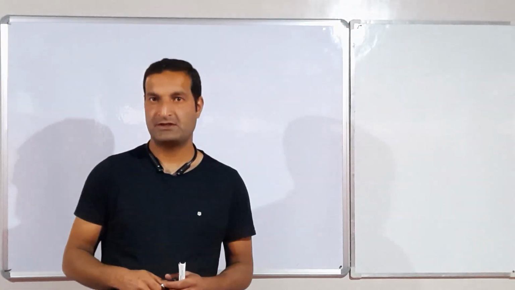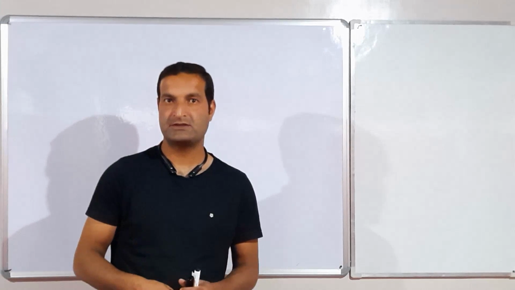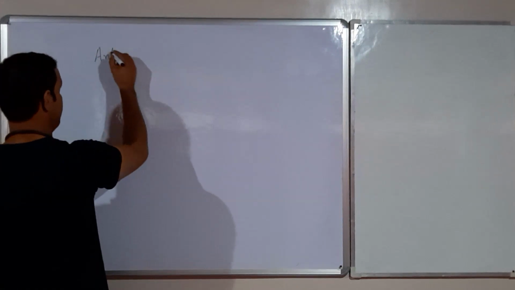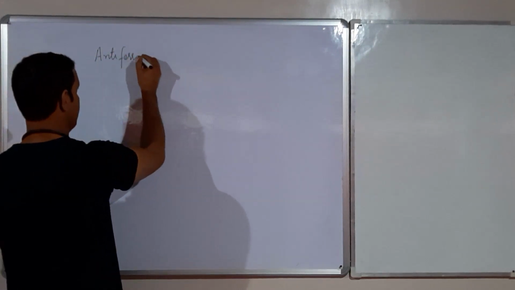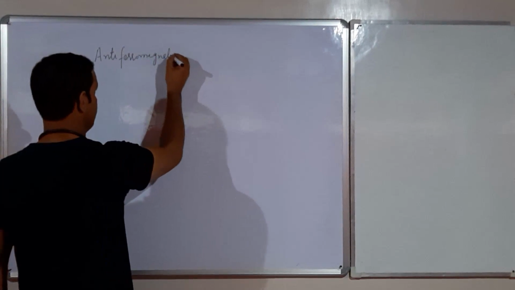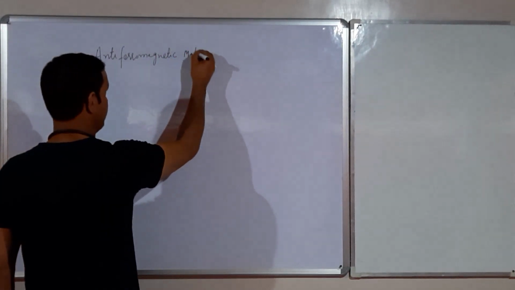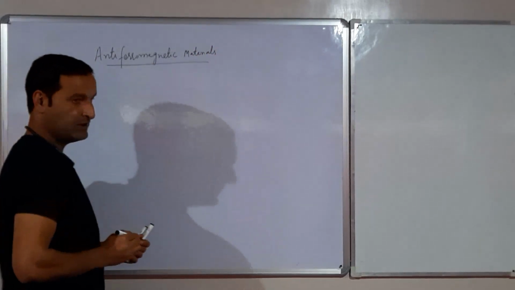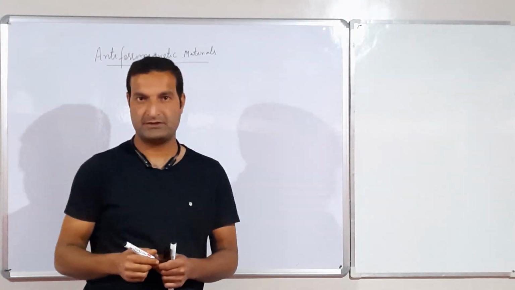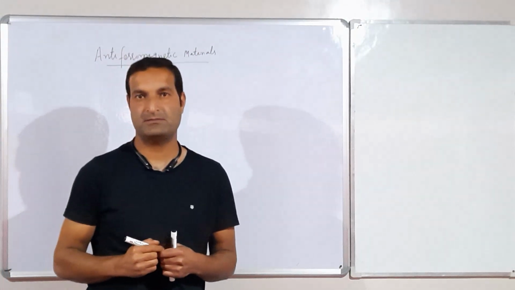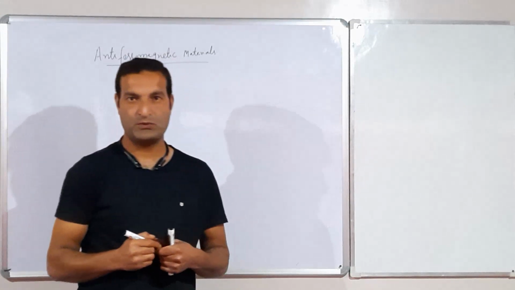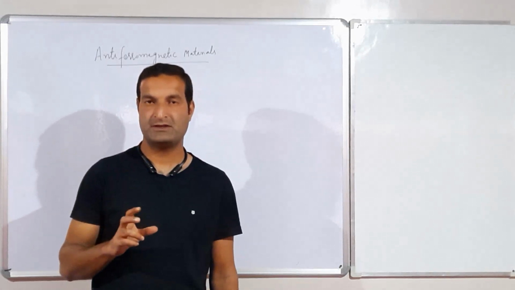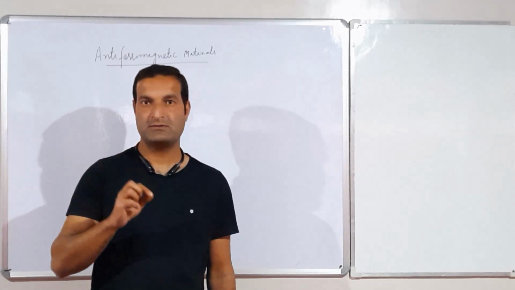Today we will discuss a new type of magnetic material, that is the antiferromagnetic material. You have to calculate the parameter chi, the magnetic susceptibility, for this antiferromagnetic material also. This type of material basically shows a different kind of behavior in the chi versus T plot.